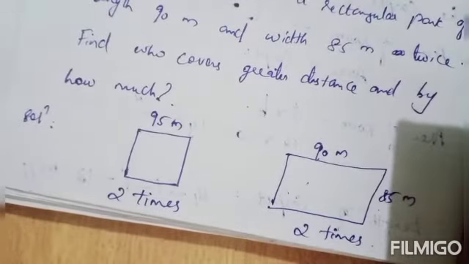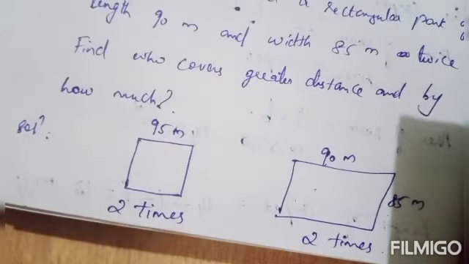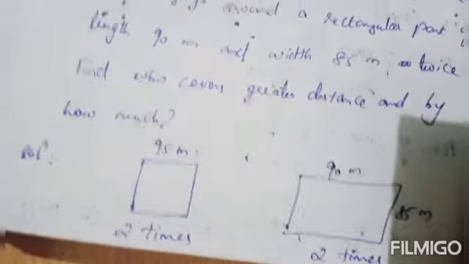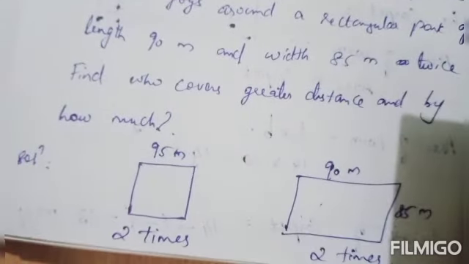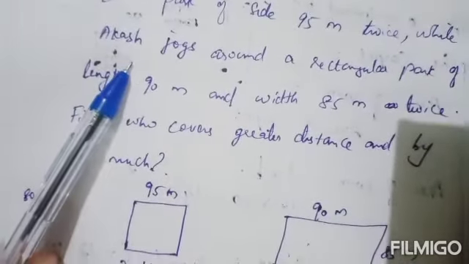So here what you need to find, area or perimeter, that you should know first. Okay, that you should understand from the question.